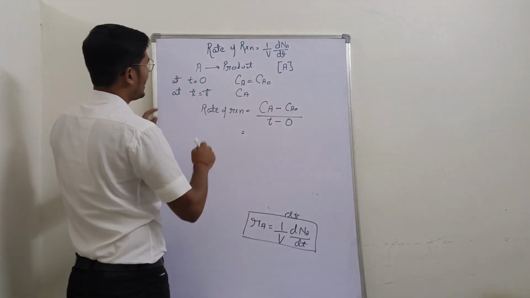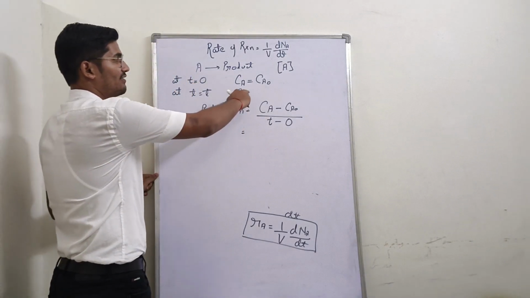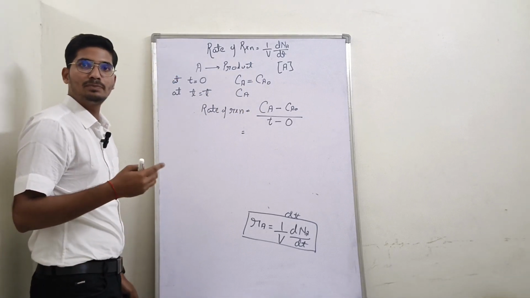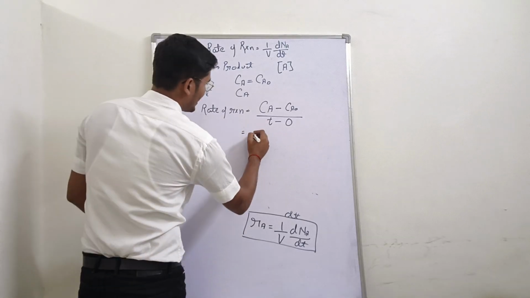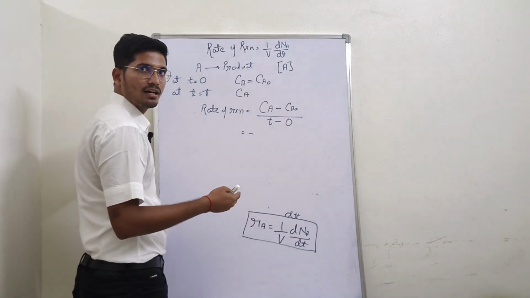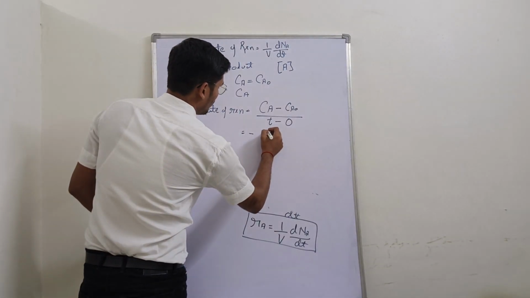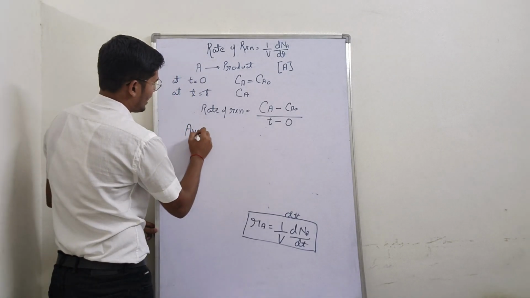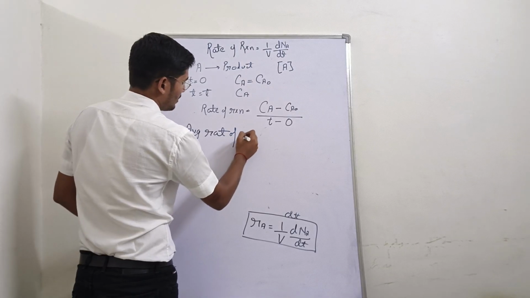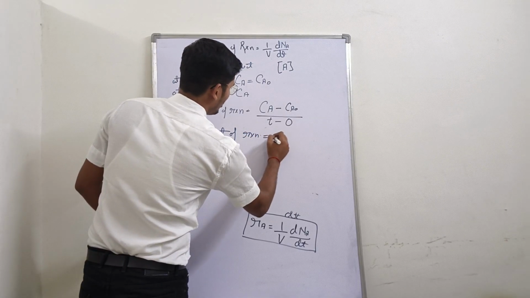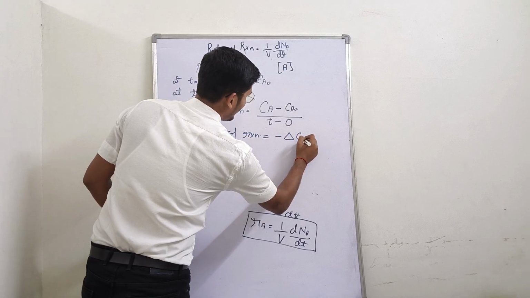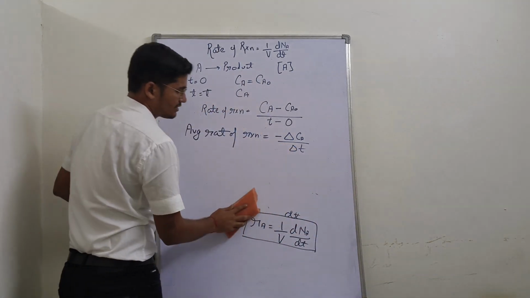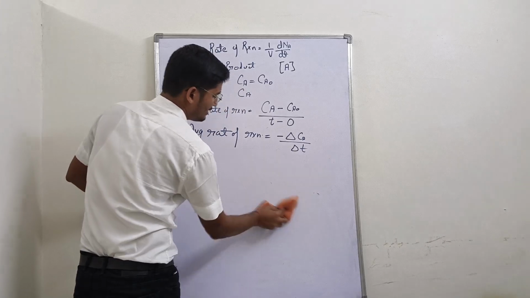We can see that A is disappearing here, so this Ca will definitely be smaller than Ca naught, so it will come as a negative quantity. But rate and speed can never be negative. So we'll take the negative sign common, with delta CA. Now we talk about the average rate of reaction. The average rate of reaction is going to be minus delta CA by delta t.